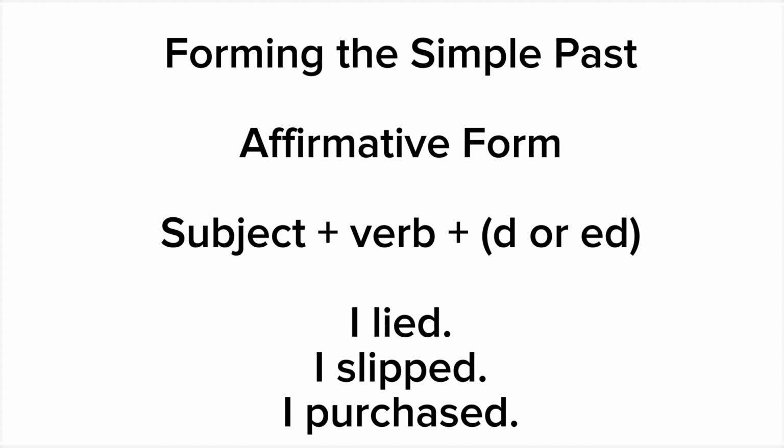How to form the simple past? In the affirmative form, the subject is added with the verb and d or ed at the end. For example, I lied. Just add d to the verb lie. I slept. Ed was added at the end plus another p in the middle. I purchased. D is added to the verb purchase.